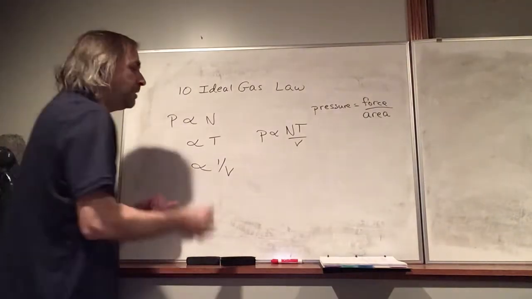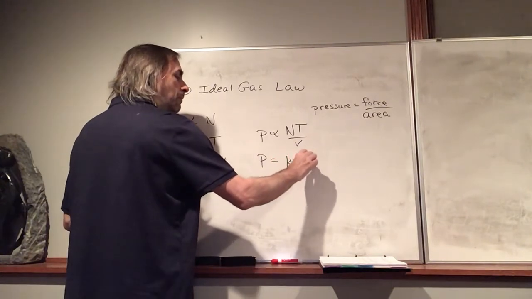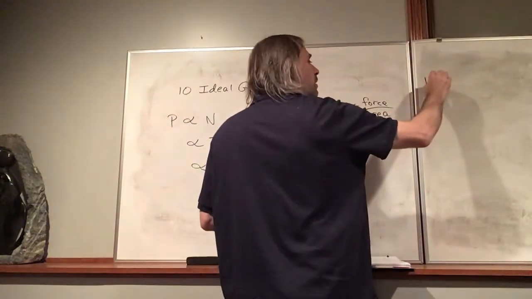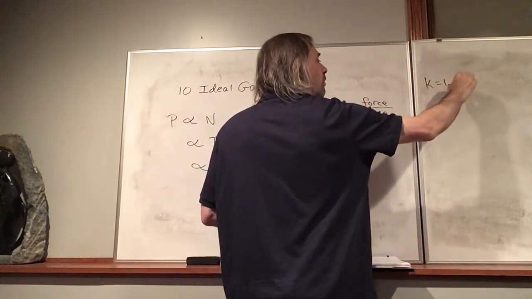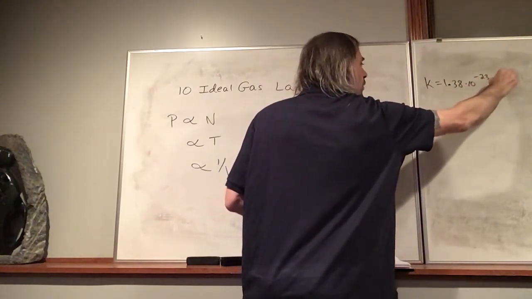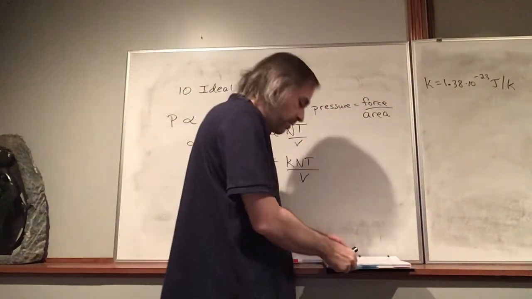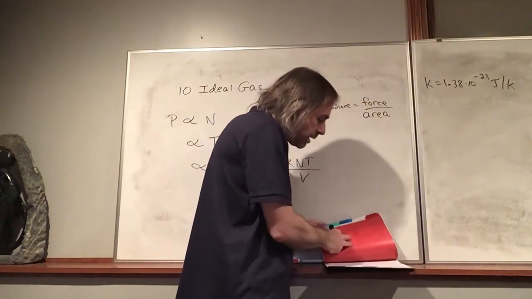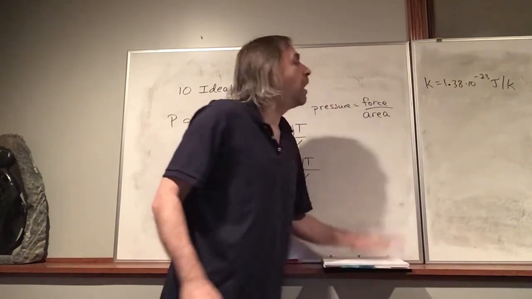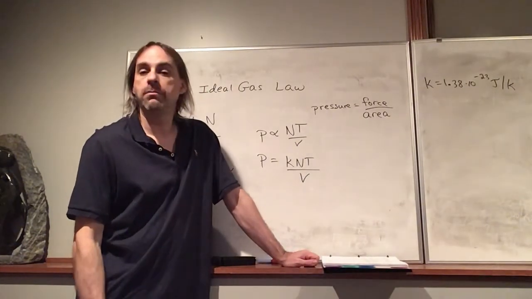And to turn this into an equation, we introduce a constant. This constant is called Boltzmann's constant. I'm going to double check that number. I think that's right, but let's see, k. Yeah, that's right. Okay, so it's 1.38 times 10 to the minus 23rd joules per kelvin.